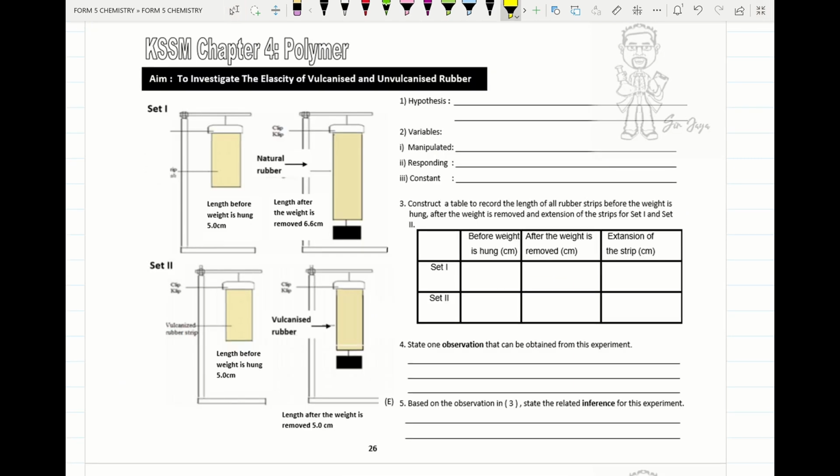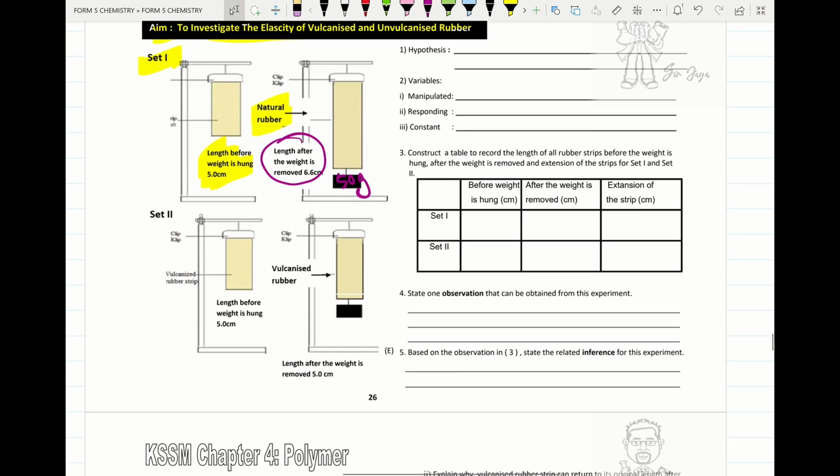Dear students, we move on to the next part: an experiment to investigate the elasticity of vulcanized rubber and unvulcanized rubber. So this can come out in an Amali question. Look at the diagram given. In Set 1, they use natural rubber with an initial length of 5.0 cm, and a 50 gram weight is hung at the end of the rubber strip. The weight is removed, and the length of the rubber strip is measured and recorded. The experiment in Set 2 is repeated using a vulcanized strip of the same length, 5.0 cm, with a 50 gram weight hung, then removed, and the final length is measured and recorded.